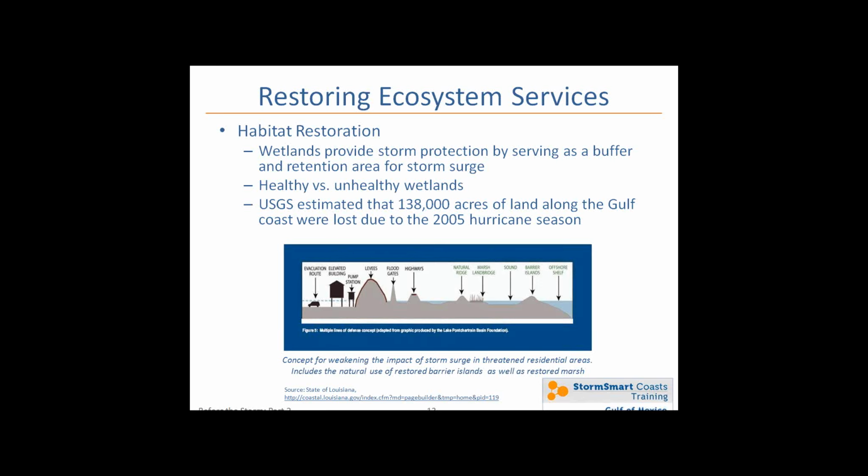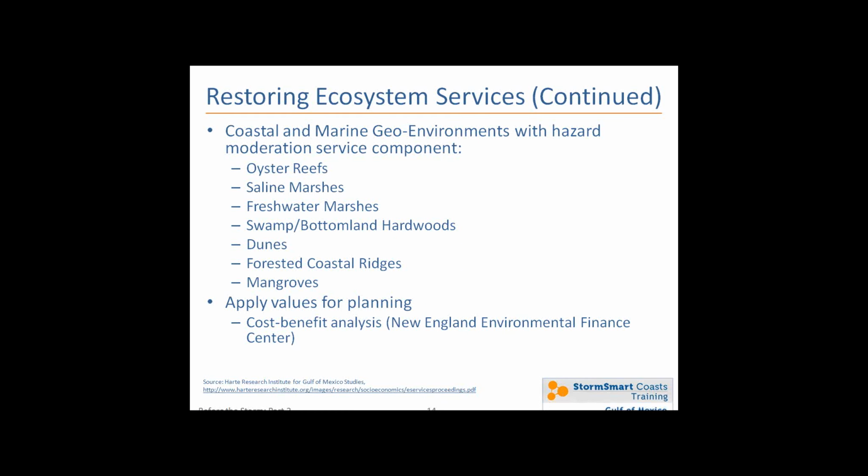The USGS estimates that 138,000 acres of land were lost to open water due to the 2005 hurricane season. Healthy wetlands are often compacted by the hurricanes, but naturally expand following the storm. Similarly, storms can actually benefit wetlands by bringing in sediment from the continental shelf. However, for wetlands that are in a degraded state already, hurricanes can be very damaging. All the habitats shown on this slide provide protection from the storm.